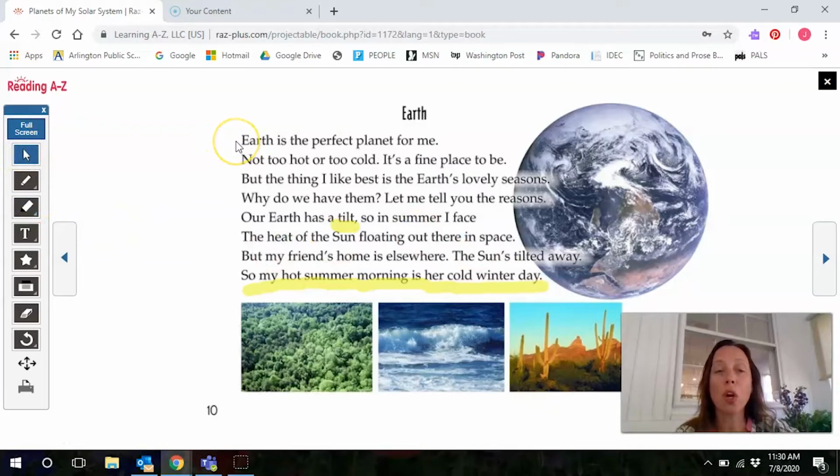Earth. Earth is the perfect planet for me. Not too hot or too cold. It's a fine place to be. But the thing I like best is the Earth's lovely seasons. Why do we have them?